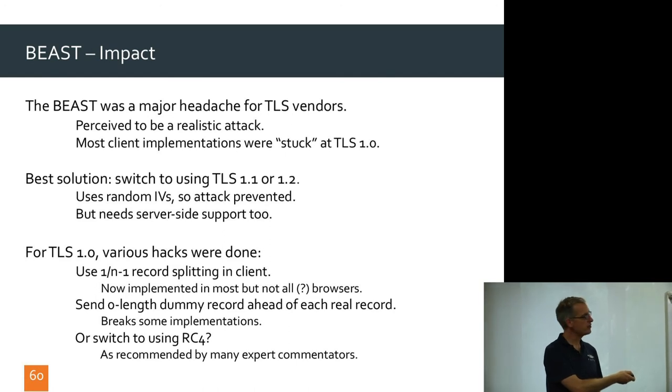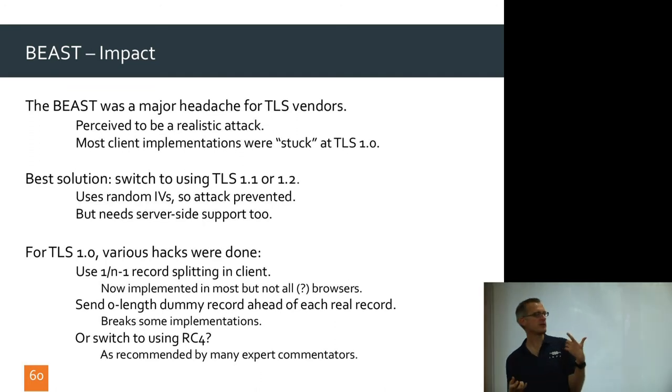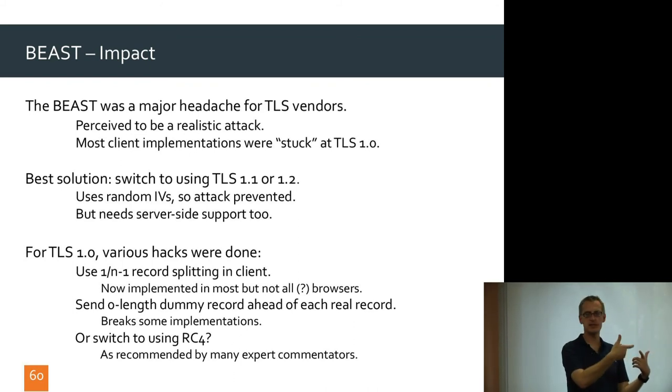Okay? One thing you could do is this one here: send a zero length dummy record ahead of each real record that you send. And that way, you see, the attacker wouldn't know what the IV was for the actual packet that he wants to attack, because that IV, the chained IV, would have been used up encrypting this dummy record instead. But in fact, the Microsoft implementation couldn't cope with zero length records and broke. Okay? Even though the spec says you should support zero length records, their implementation didn't.